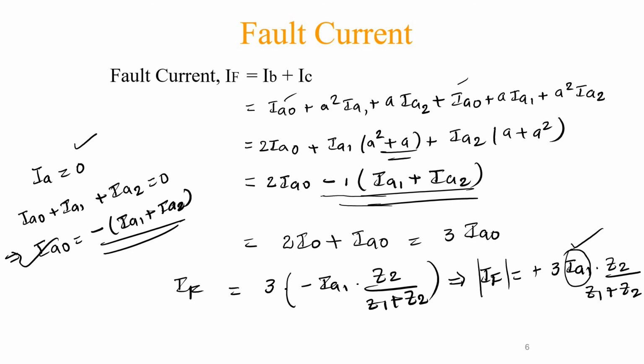Suppose they have not given IA1, then you can determine IA1 by using the formula EA divided by Z1 plus Z2 into Z0 divided by Z0 plus Z2. All these formulas we need to remember.